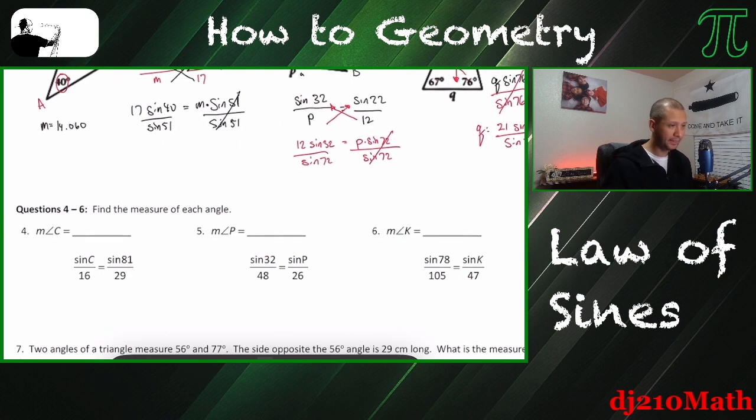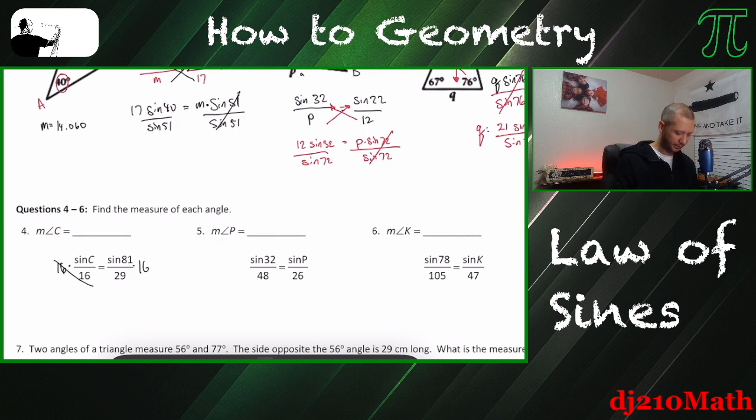So 4, 5, and 6, the proportions are already set up for us, except we're missing the angle. We're looking for the angle. Anytime you're looking for an angle, inverse trig is what should be going off in your mind, right? A red flag. We need inverse trig. So number 4, I'm going to multiply both sides by 16. That's the only way to get rid of the 16 that's in the denominator, because I want to isolate C.